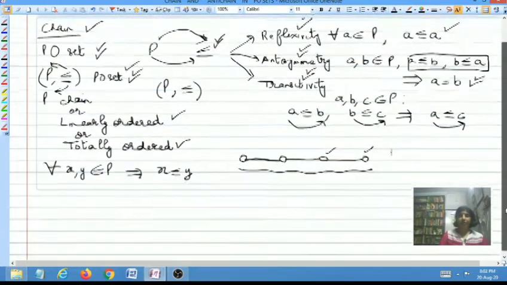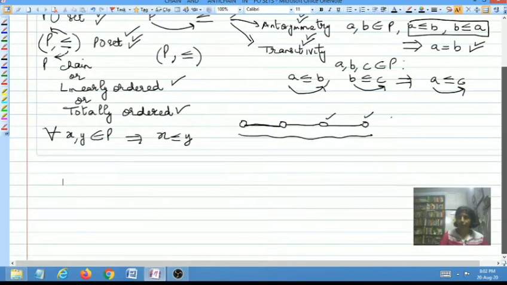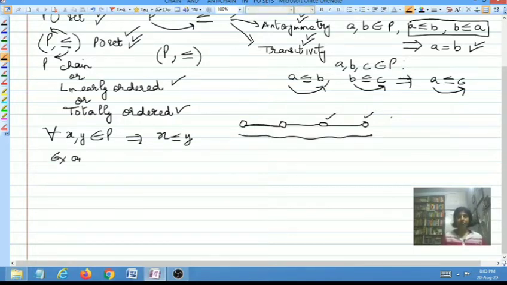Now, coming to a few examples, we would be taking examples of a PO set which is a chain and of a PO set which is not a chain. So let me start with the first example, a simple example in which you will see that the PO set will come out to be a chain.